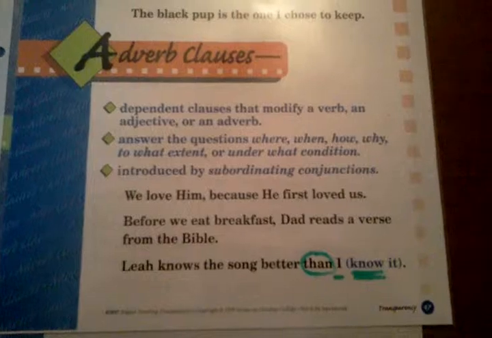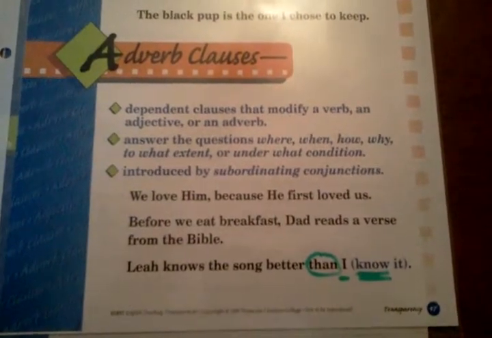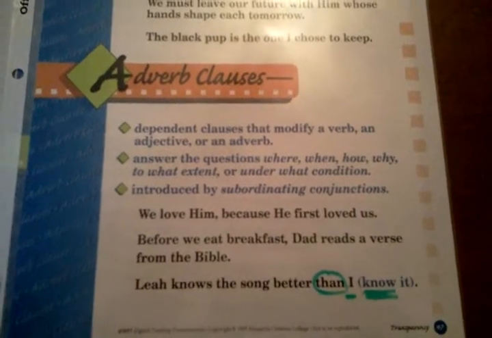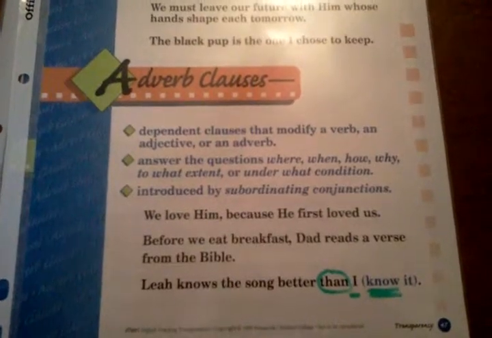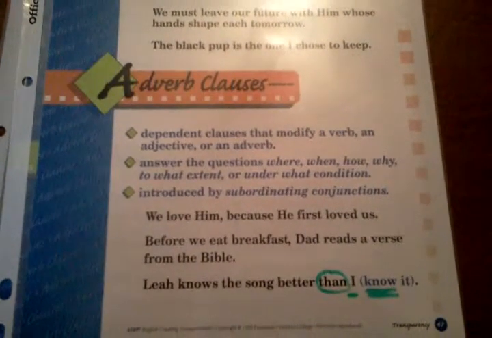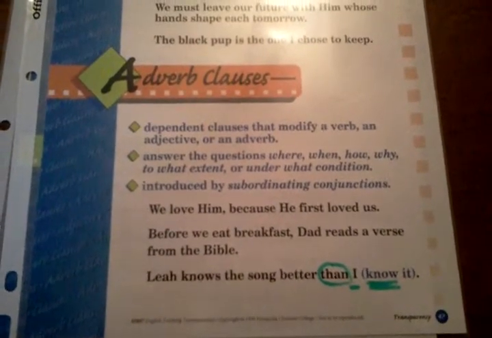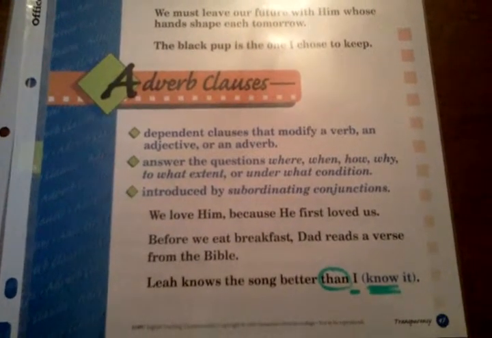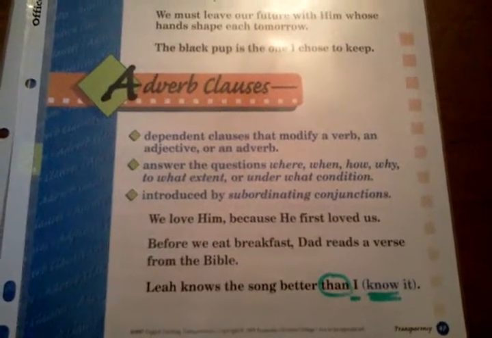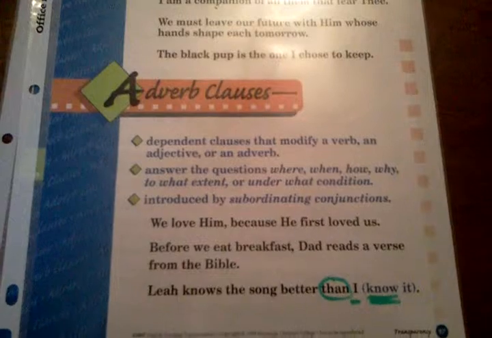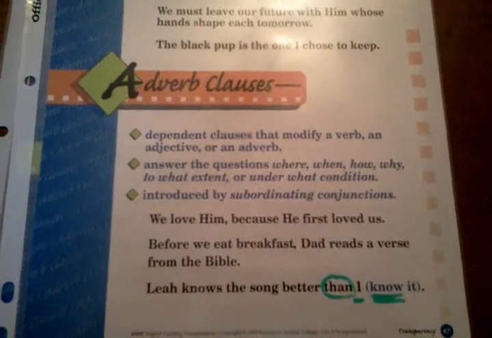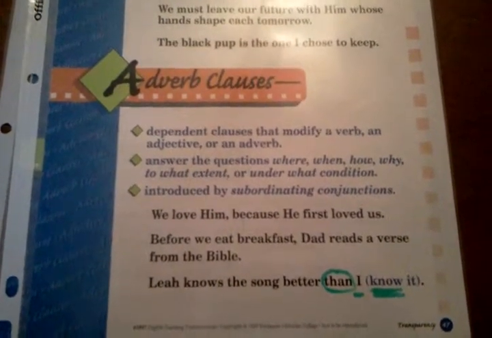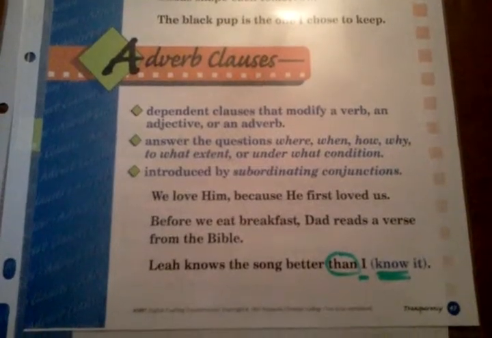In the third sentence, Leah knows the song better than I. The first part, Leah knows the song, or Leah knows the song better, those could both be independent clauses. But than I is really missing the rest of its thought. The rest of its thought is than I know it, or than I know the song. And if we had the rest of the thought, we would have a subject and a verb. So therefore we would have a clause. And than is our subordinating conjunction. So than I know it is a dependent clause. And when we have dependent clauses where part of the thought is missing, those are called elliptical clauses.